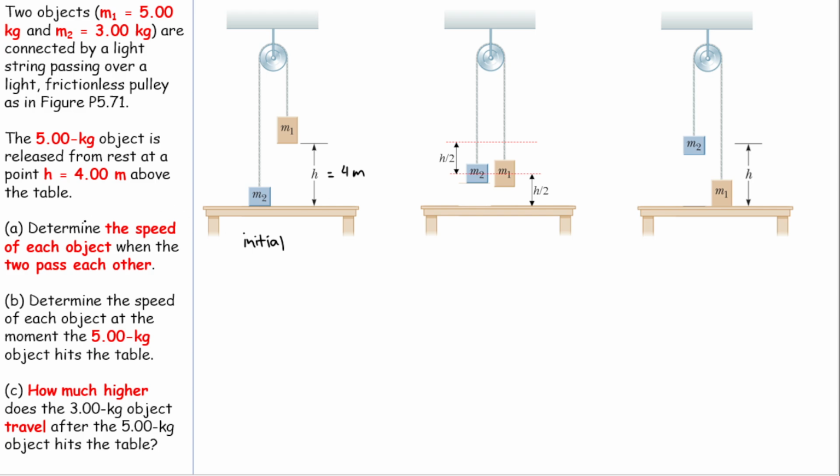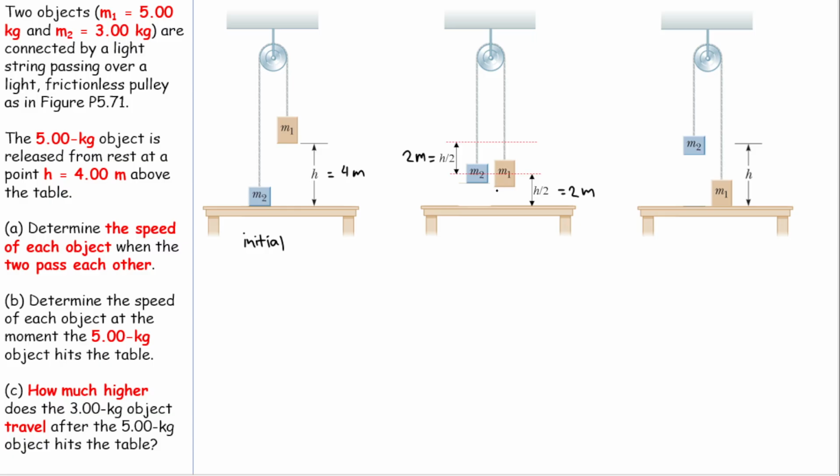And then A, determine the speed of each object when the two pass each other. When the two pass each other, I expect it is in the middle like this. So this one here is 2 meters, right? And this one here is also 2 meters because it is halfway. And this is moving down, this is moving up because M1 is heavier than M2. So I will expect it like this.